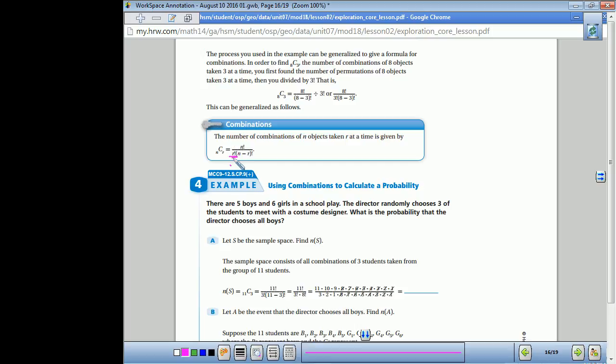So what we have to do is we have to divide out where we double up. So our formula for combinations, n choose r, the total number of objects taken r at a time, is n factorial, but this time it's divided by r factorial times n minus r factorial.